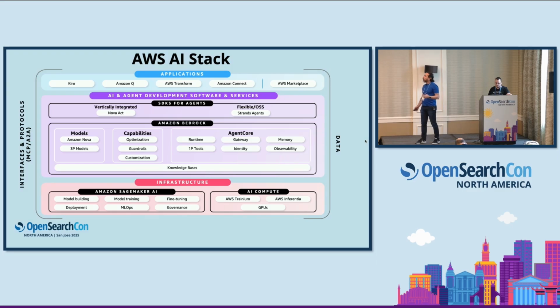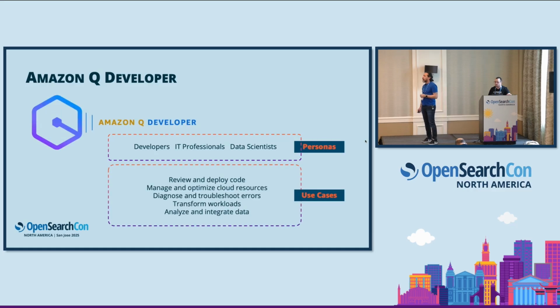So we are going to talk about Amazon Q. It's an AI assistant that you can use for software development, that you can use to review code, manage your cloud resources. You can do a lot of stuff with this AI assistant. We are showing you the Amazon Q Developer CLI that you can use in your machine, in your environment.